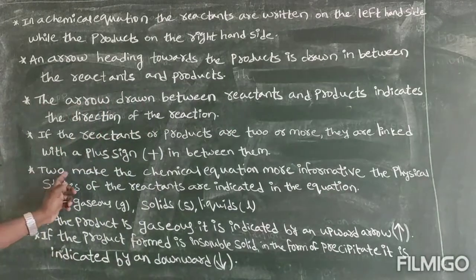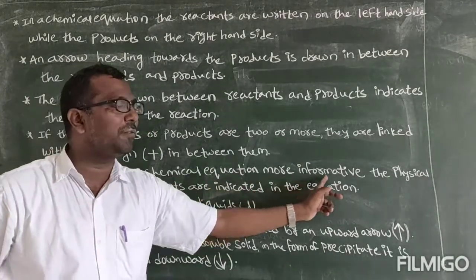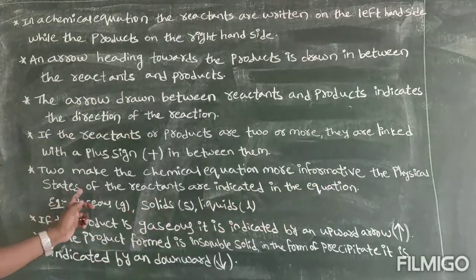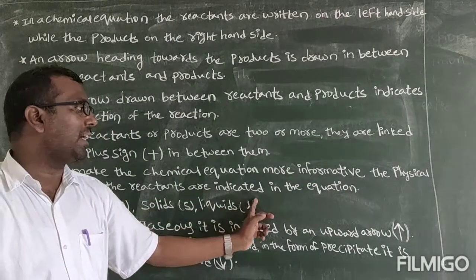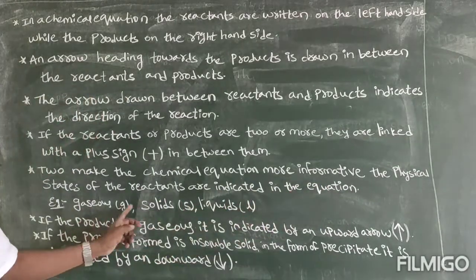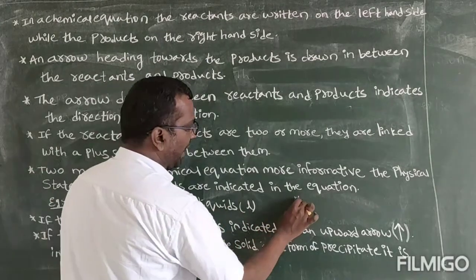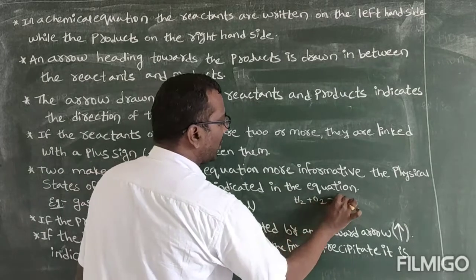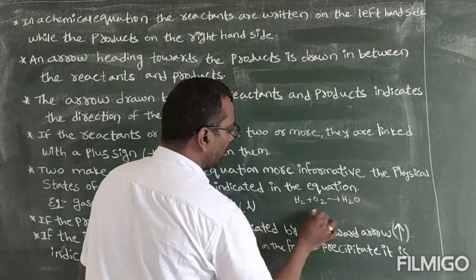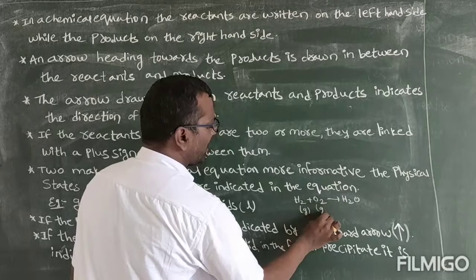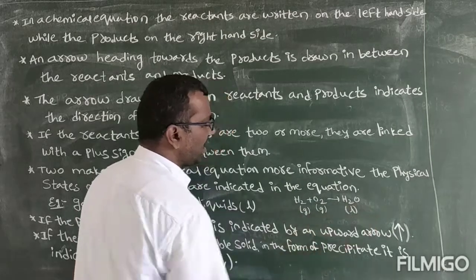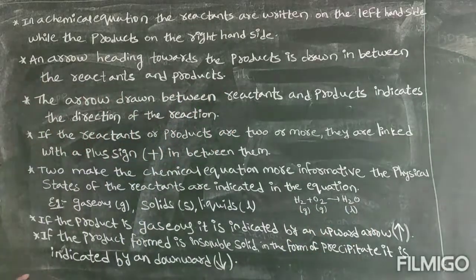Next, to make the chemical equation more informative, the physical states of the reactants are indicated in the equation: gaseous, solid and liquid states. Suppose H2 plus O2 gives rise to H2O. So H2 is a gas, oxygen is a gas, but water is a liquid. Like this, the states are given.